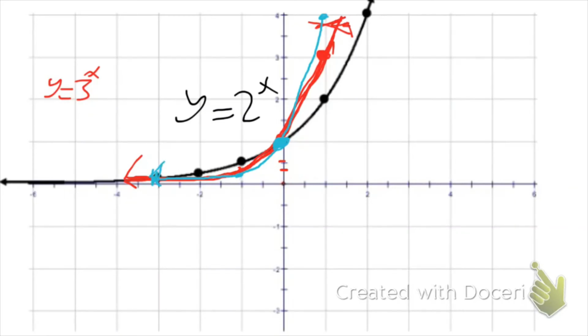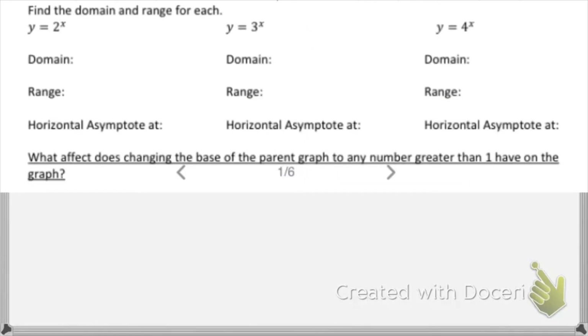In black you can see that it's y equals 2 to the power of x, in red it's y equals 3 to the power of x, and in blue the graph is y equals 4 to the power of x. Now let's go to the questions. Find the domain and range for each.